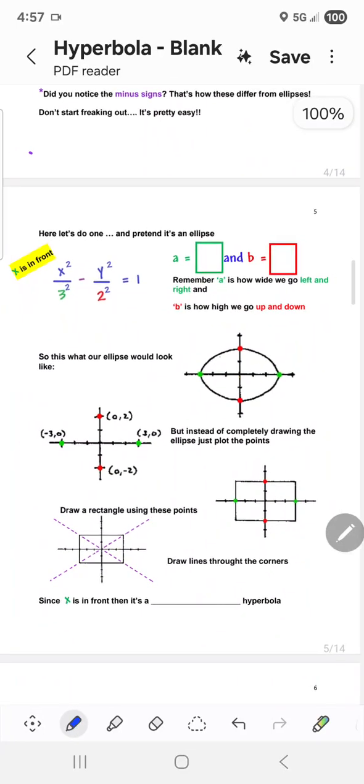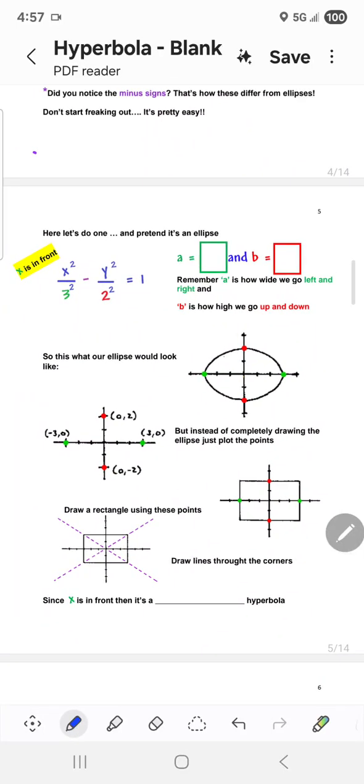Let's take a look at an example. So here, first thing we want to ask is, do I have x squared? Do I have y squared? Yes, yes. And are they subtracted? Yes. Okay, that means it's a hyperbola. Next, who's in front? Who's positive? X is in front. A lives under x. Oh, okay. So that means A is 3 and B is 2.